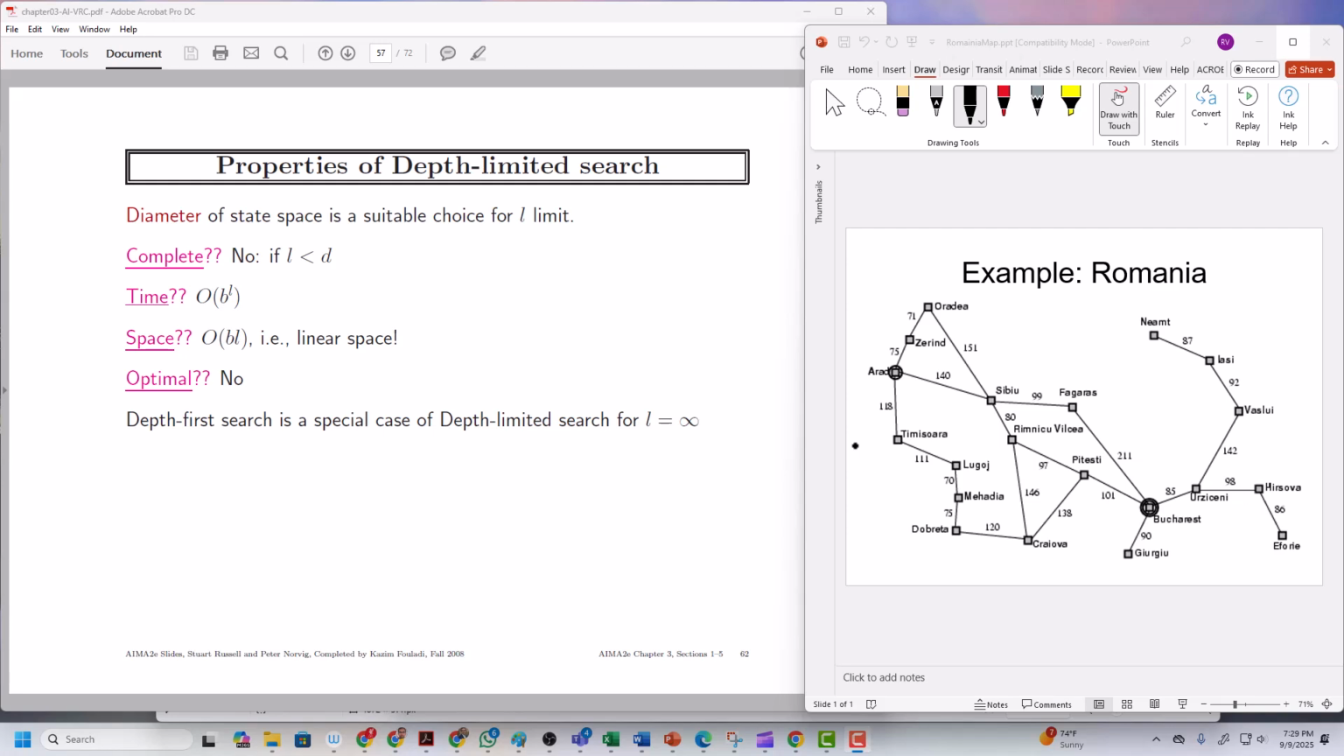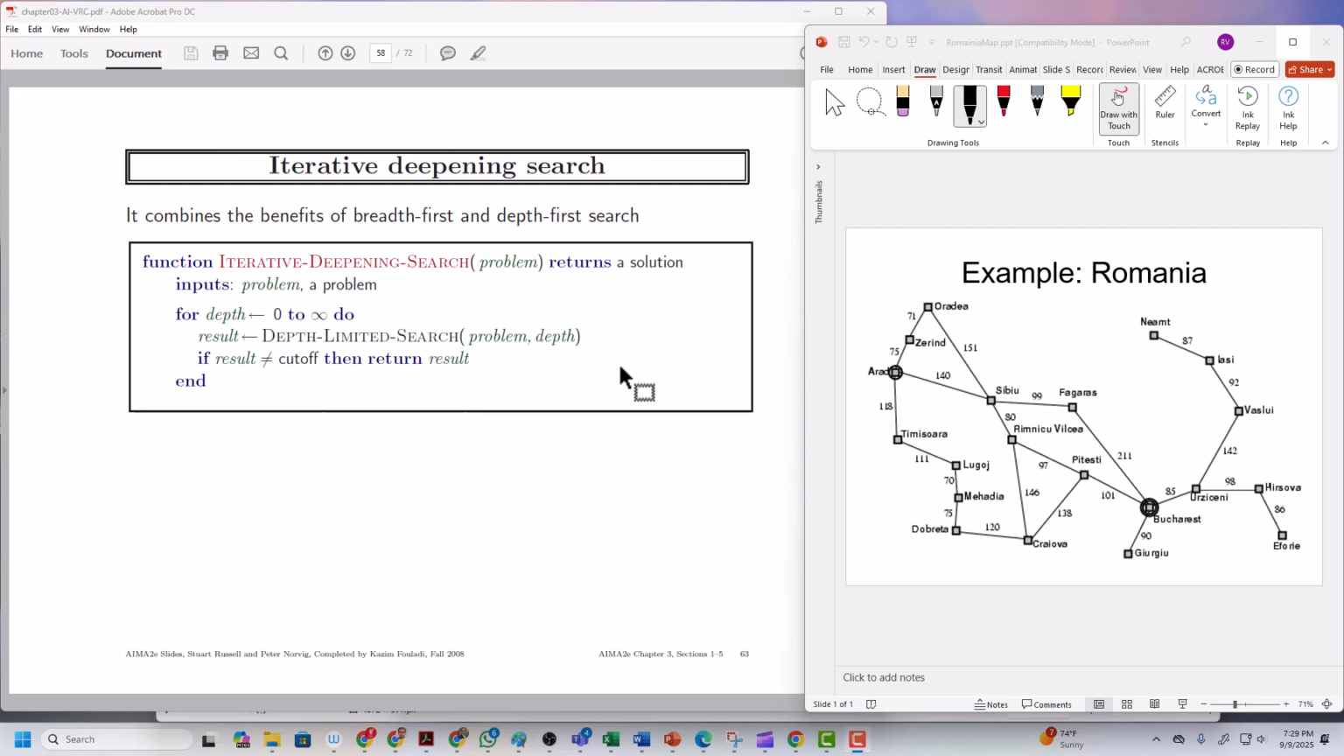There is another algorithm called iterative deepening search, or iterative deepening depth first search, which is a strategy that combines the benefits of DFS and BFS. It addresses the problem of unknown depth limits in depth limited search by gradually increasing the depth limit.